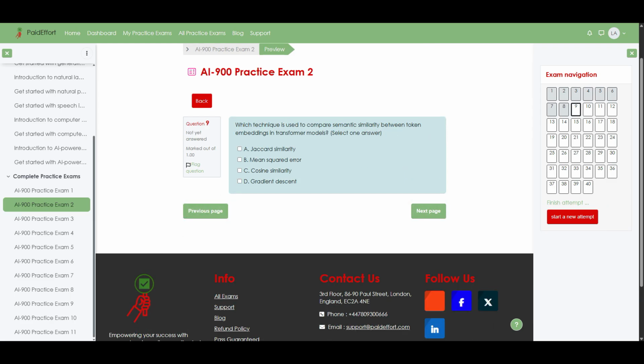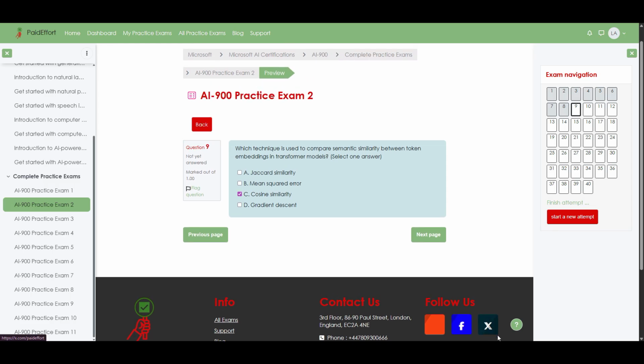Which technique is used to compare semantic similarity between token embeddings in transformer models? Select one answer. A. Jaccard similarity. B. Mean squared error. C. Cosine similarity. D. Gradient descent. The correct answer is C. Cosine similarity. Let's take a moment to understand why this is the best choice.